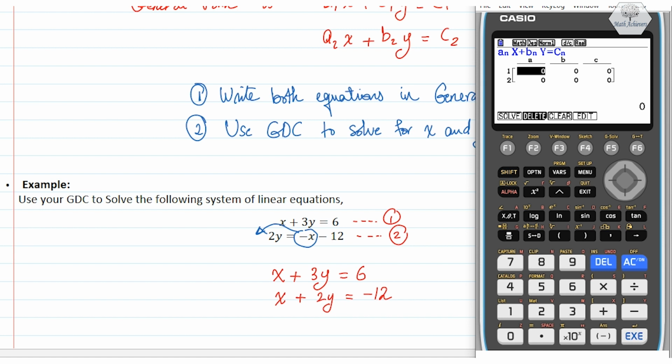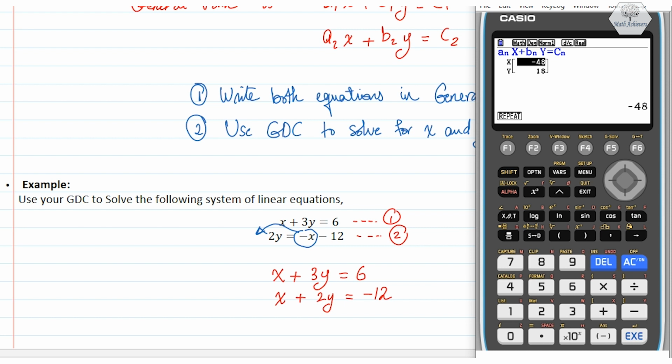For the first equation, I have 1x plus 3y and c to be equal to 6. For the second equation, I have negative 1x also plus 2y and c equal to 12, and I simply press execute, having the value of x to be negative 48 and the value of y to be 18.